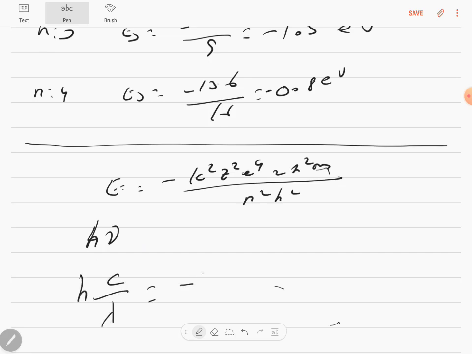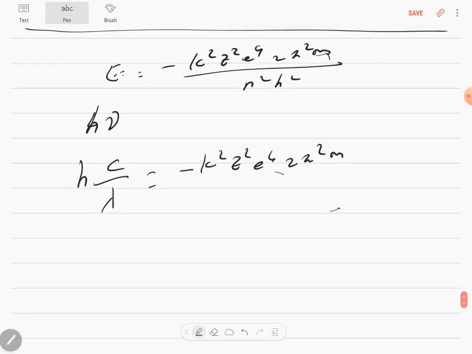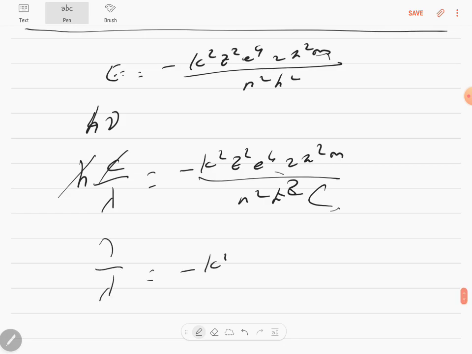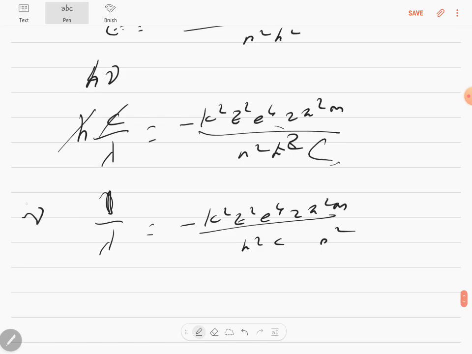So it's minus k square z square e to the power 4 2 pi square m by n square h square. And you can write, you can take the h down, where it will become h cube. You can take the c down, where you can multiply with the c. So you get 1 by lambda, which is minus k square z square e to the power 4 2 pi square m by h cube c into n square, correct? So 1 by lambda is nothing but the wave number, nu bar.